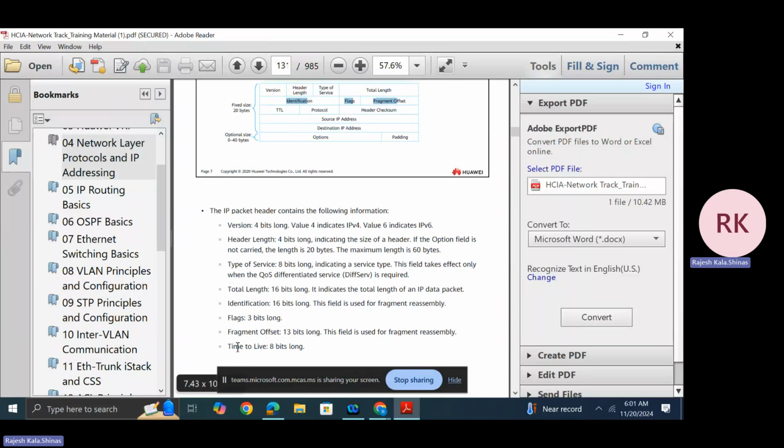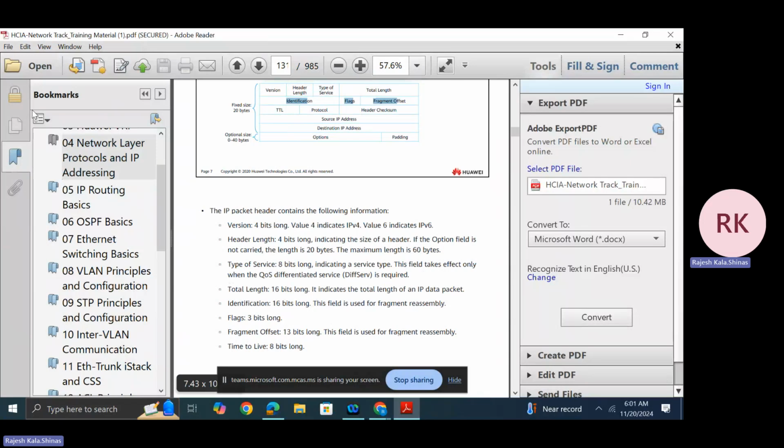Whenever the packet reaches a router, whatever router is receiving the packet will reduce the TTL by 1. Whenever the TTL value of a packet reaches 0, that packet will be dropped from the network. This is how we avoid looping in the network.